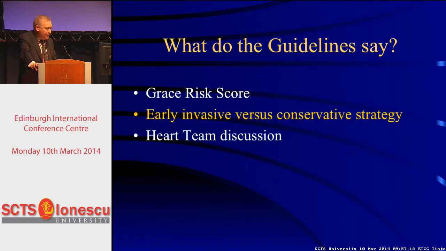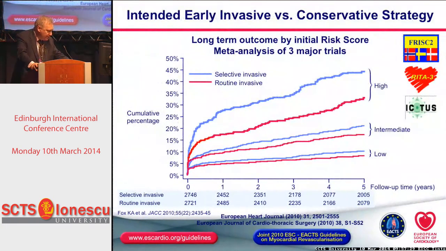So what we did in the guidelines in 2010, and it was mostly implemented and maybe even re-emphasized in the non-STEMI version of these guidelines, was based on two major trials. So actually one major meta-analysis, which was a meta-analysis published in 2010 by Fox. It's Keith Fox, I think it's actually from Edinburgh. 2010, so when we published the guidelines 4 years ago, it's from three major trials, the FRISC-2, the RITA-3, and the ICTUS trial.